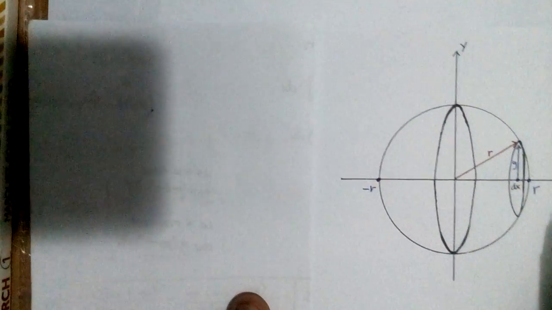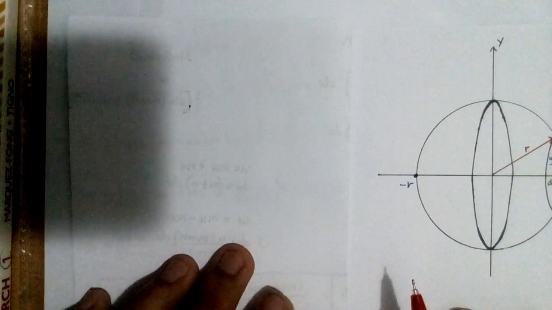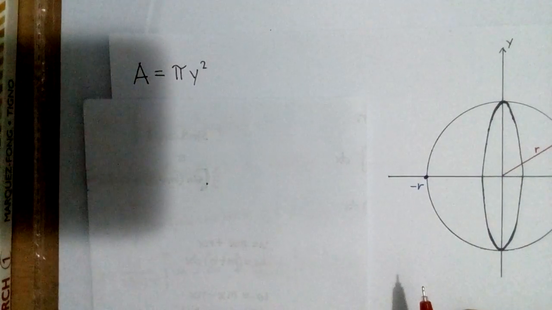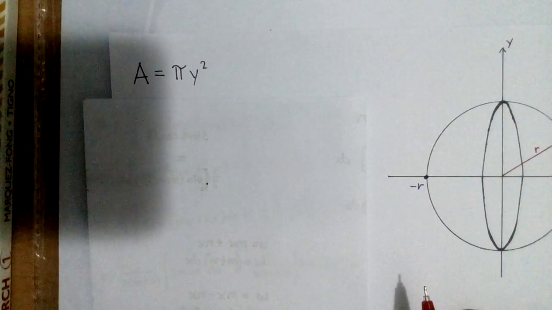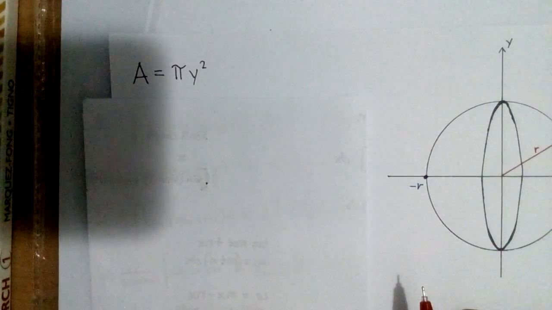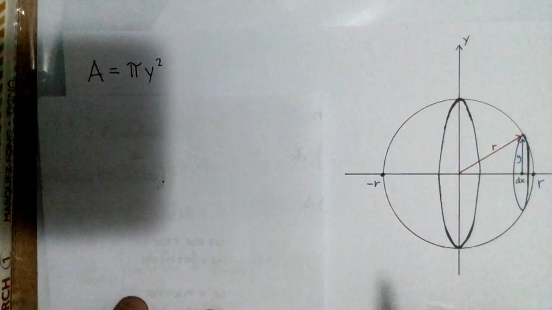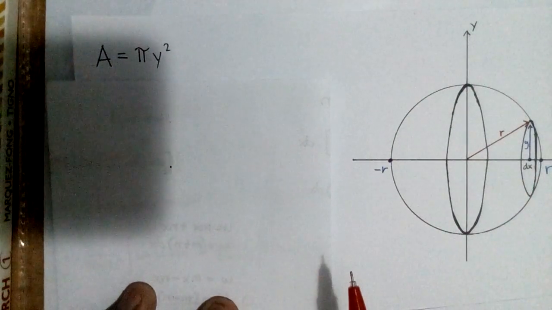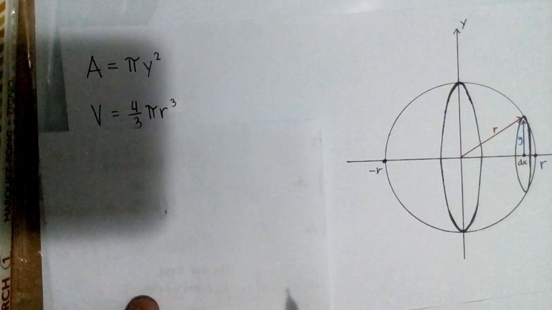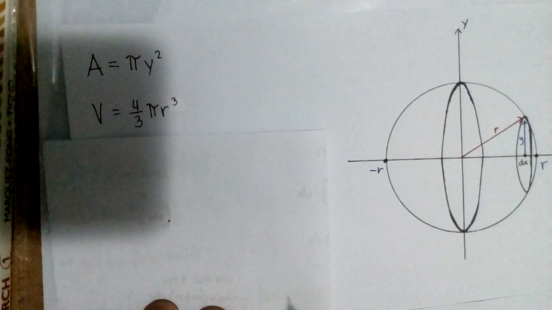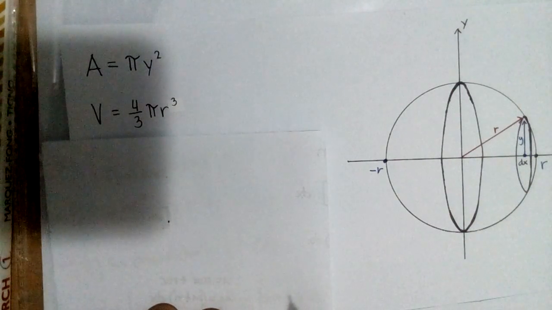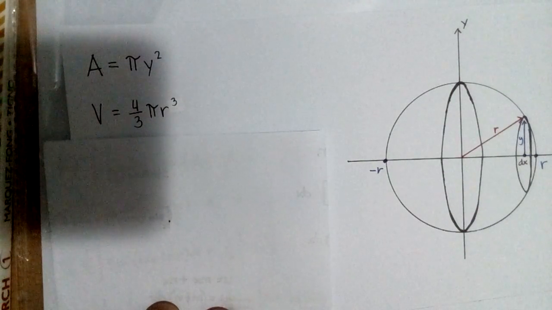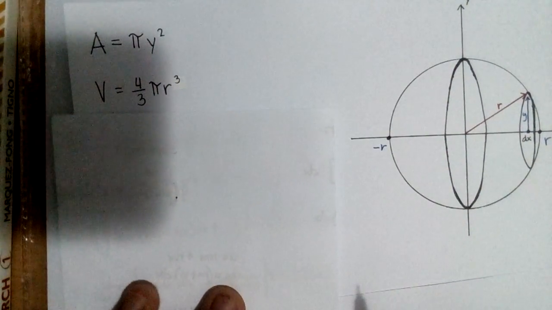Now, we remember from our algebra that the area of a circle is equal to pi times y squared, y being the radius of the circle here in our diagram. And also from our algebra, we learned that the volume of a sphere is 4/3 pi r cubed. Now we will prove that this is true using our definite integrals.